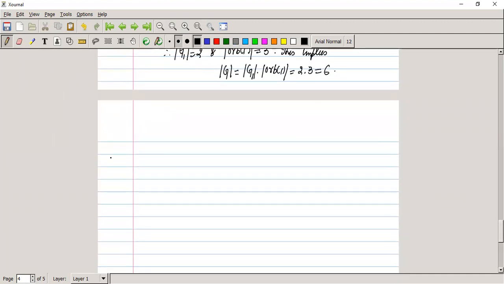Now we will go into the proof of the orbit stabilizer theorem, and then we will take one more example of a group to find out the order of that group by the orbit stabilizer theorem. So let's go into the proof.